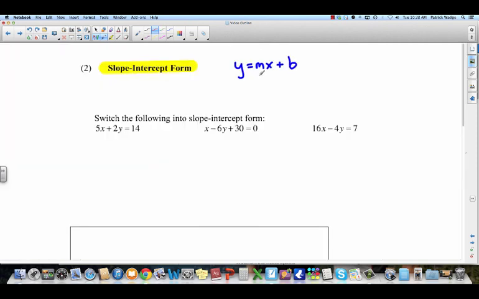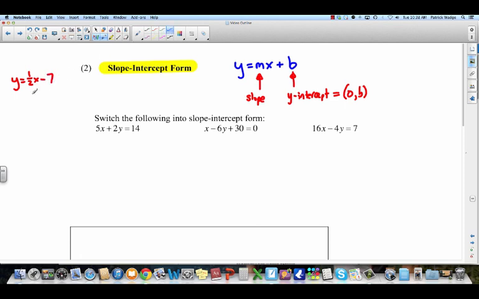So again, this m right here is always going to be the slope, and this b value right here is the y-intercept, or if you want, you can say the y-intercept equals (0, b). Okay, so for example, if we had something like this, y equals 1/2 x minus 7.